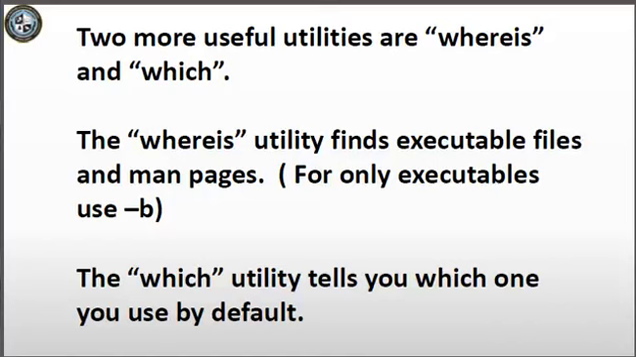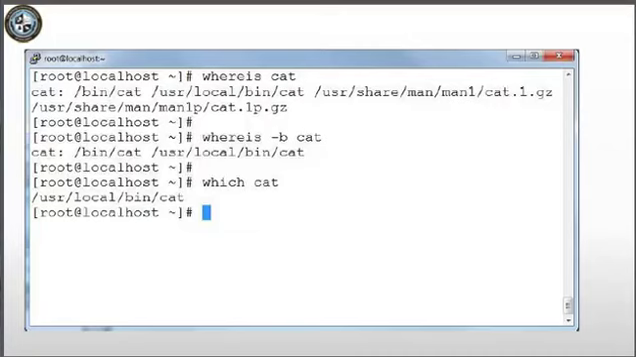Now, if you use which dash b cat, there's actually two copies. There's one in bin cat, and there's one in usr local bin cat. If you type which cat, it'll tell you which one of those you are currently using. So in this case, usr local bin cat is the cat utility you are using. Once again, if you want to, you can write your own cat utility and place it somewhere. And if you did a whereis command, it would also show you that copy of the cat utility.